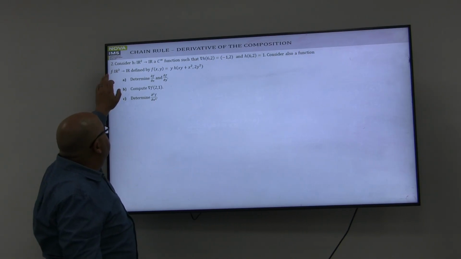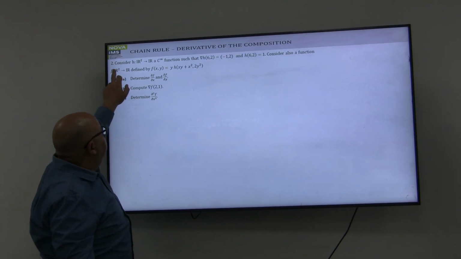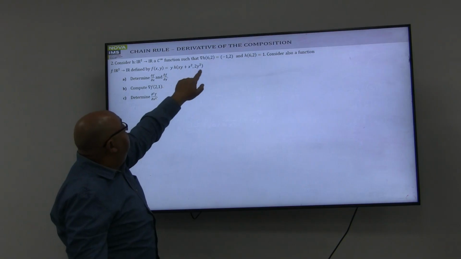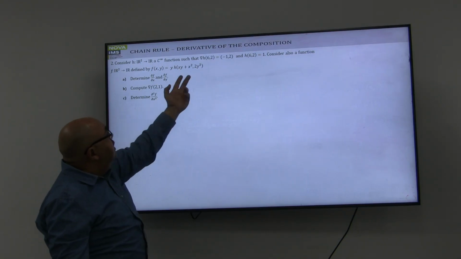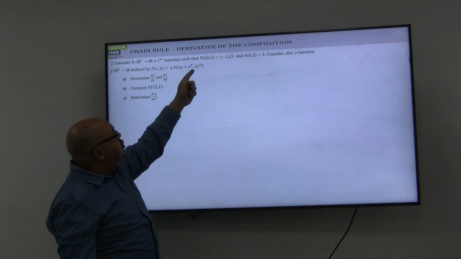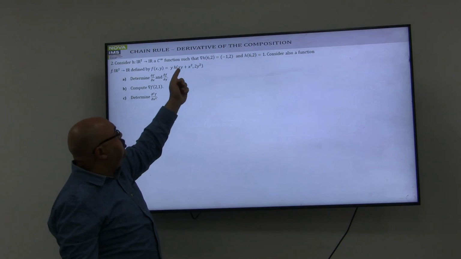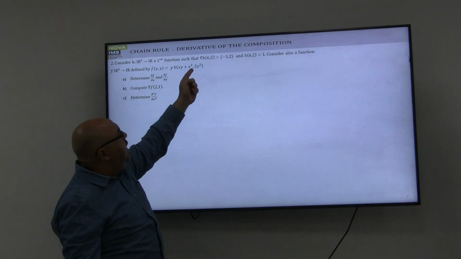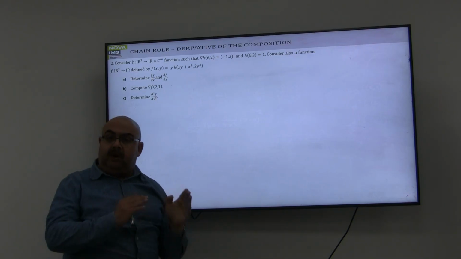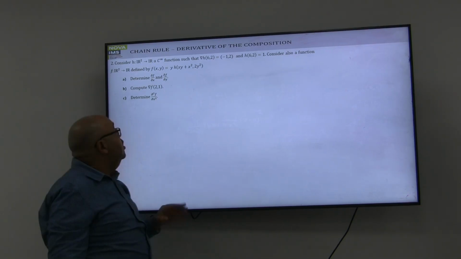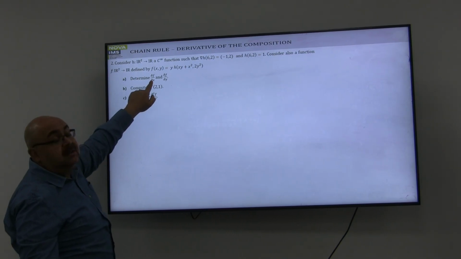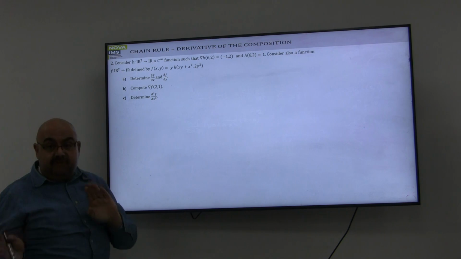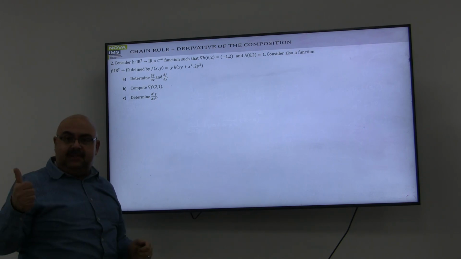Also, a function f, running from R2 into R, and that's the formulation of f, which is y times the function h, which contains two components, xy plus x squared and 2y squared, which runs from R2 into R. Okay, I want you to determine partial f, partial x, and partial f, partial y first. So that's the first case.